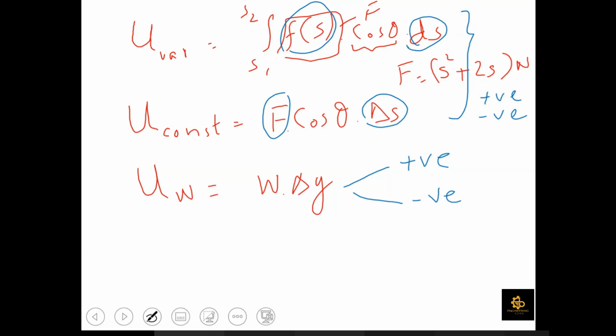So work done due to weight would have a magnitude of w times delta y, and it can be either positive or negative depending upon the direction of delta y. If delta y is acting along the same axis as w, then it is positive. Otherwise, it is going to be a negative quantity.